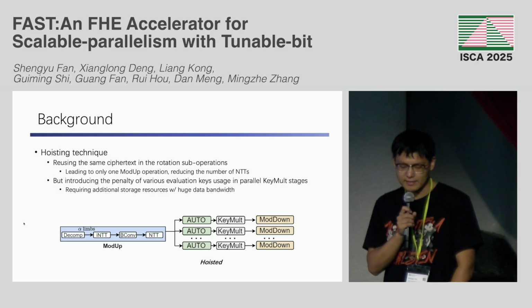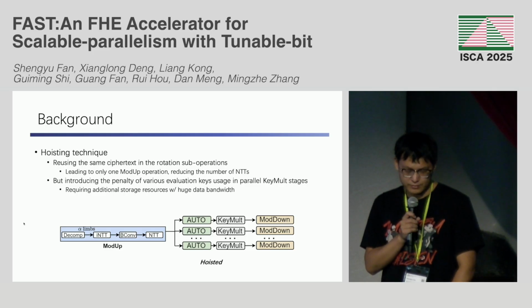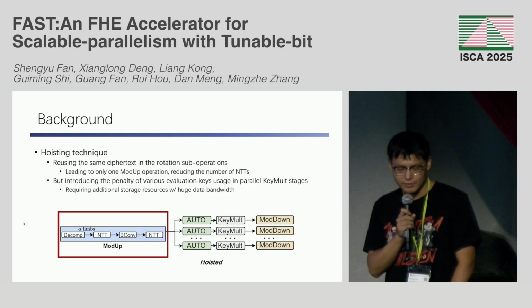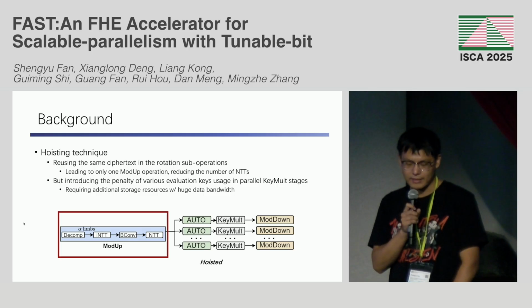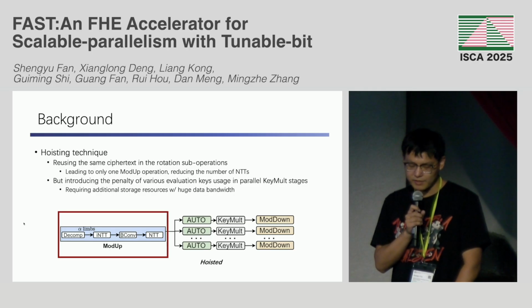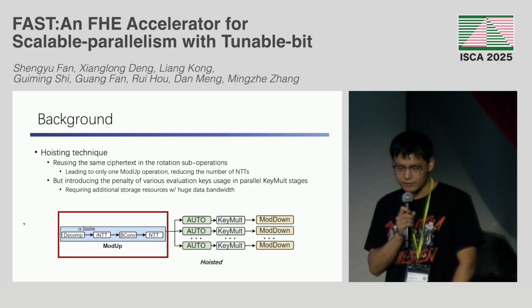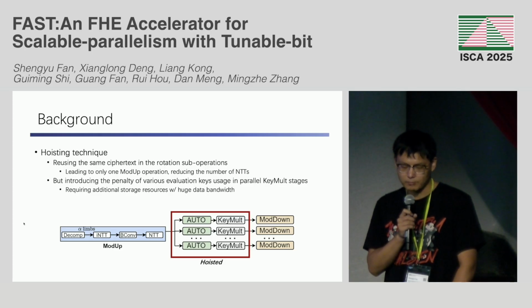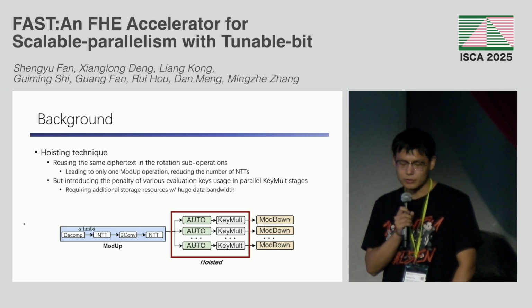This method is designed for cases where the same ciphertext is rotated multiple times to different positions. The core idea is to reuse the output of the mod up step in the key switching, thereby reducing the expensive NTT computation. More specifically, the hoisting technique first performs one mod up operation on the ciphertext, and then carries out multiple rotations for different positions, each followed by a multiplication with the corresponding key.